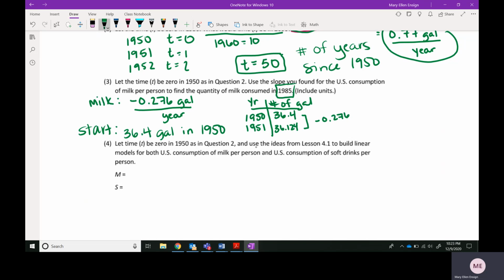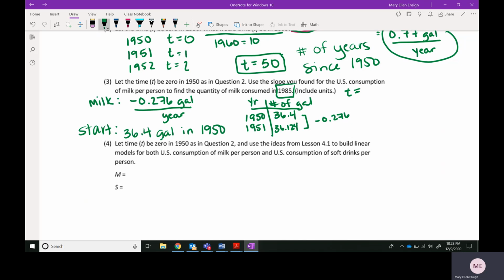Now, I don't really want to have to write out every year. So think about what happens. Kind of think about what this t would be in this case. T is the number of years since 1950. What number would that be? And also, what happens with this slope? What does that tell us?